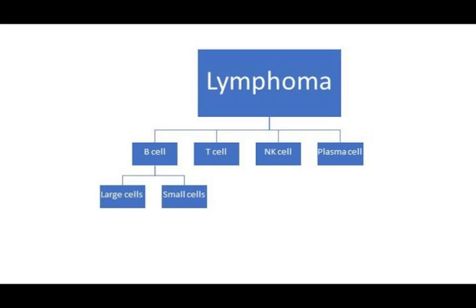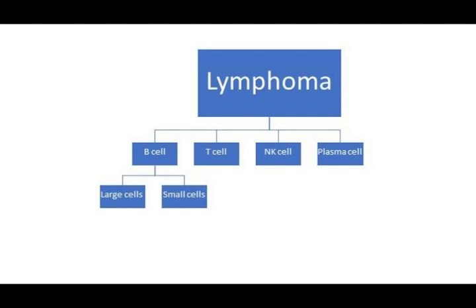Then there are lymphomas, in contrast to leukemias. Leukemias are located in the peripheral blood or in the bone marrow, whereas lymphomas are located in a lymph node or mass. Lymphomas are not myeloid, they're only lymphoid. And this is good because the name has lymph in it. So lymphomas are going to be lymphoid.